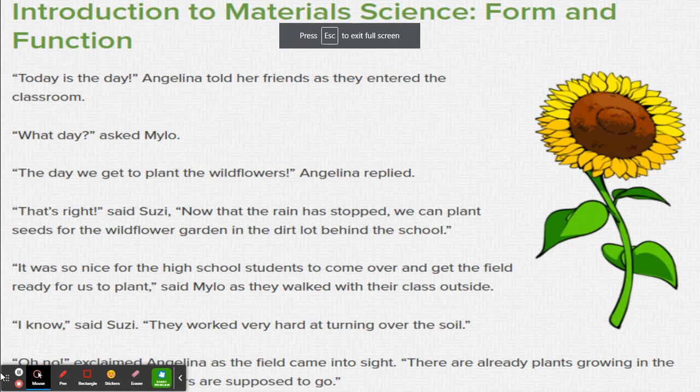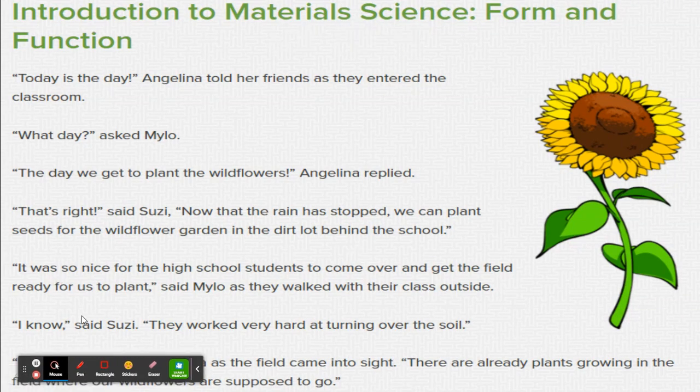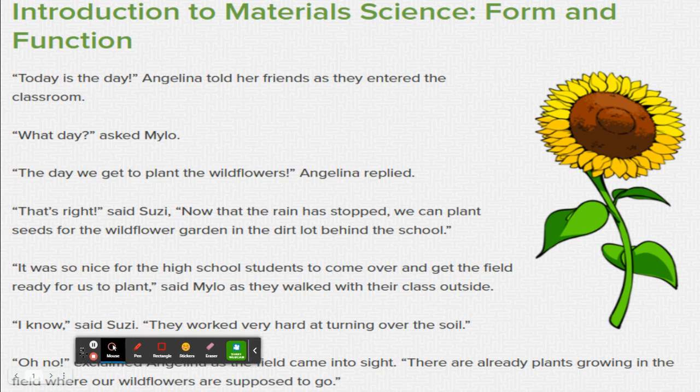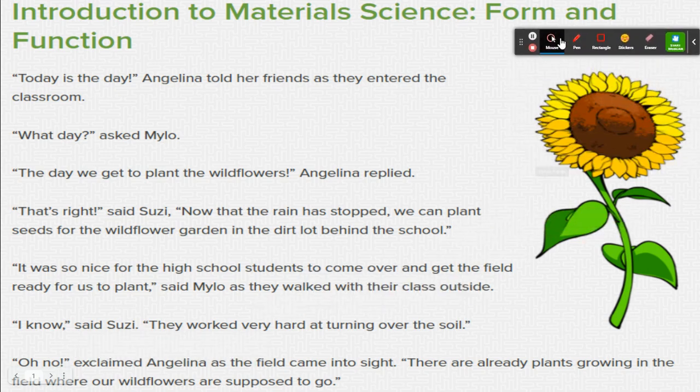Hello, everybody. This is a science book that we will be reading, a science story. So let's get started. It's the Introduction to Material Science, Form and Function.